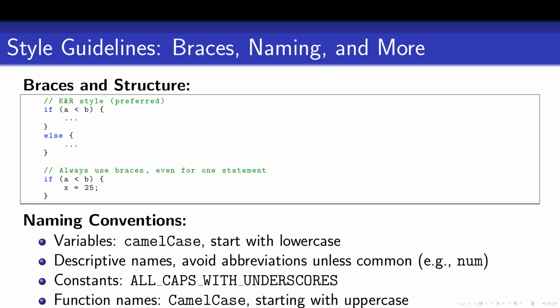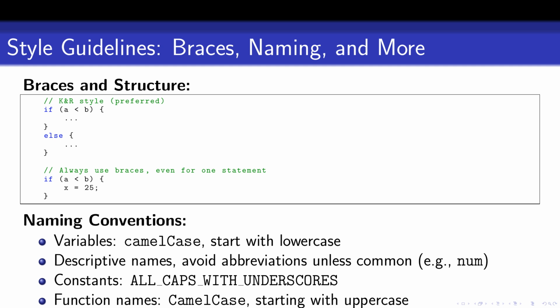Beyond whitespace, let's look at conventions for braces and naming. We use the K&R style for braces, where the opening brace appears at the end of the line, and the closing brace is aligned directly below the statement that opened it. For if-else structures, we will place the else on a new line. Always use braces, even if there's only one line of code in the block. It helps prevent future logic errors.